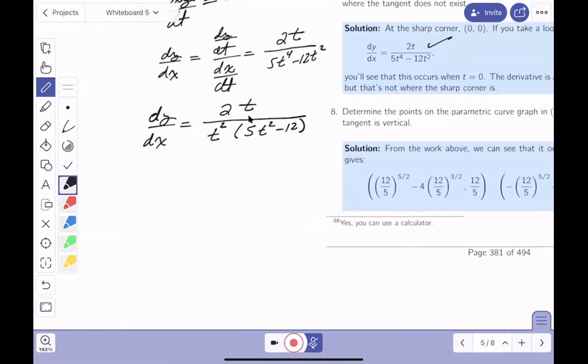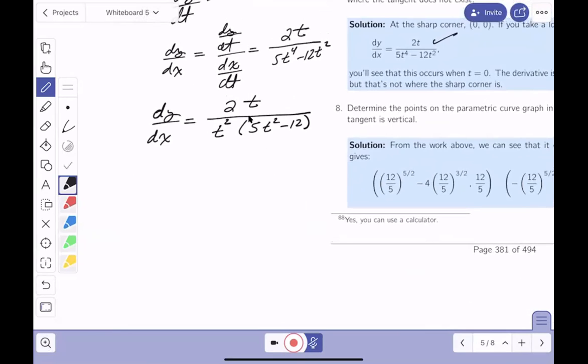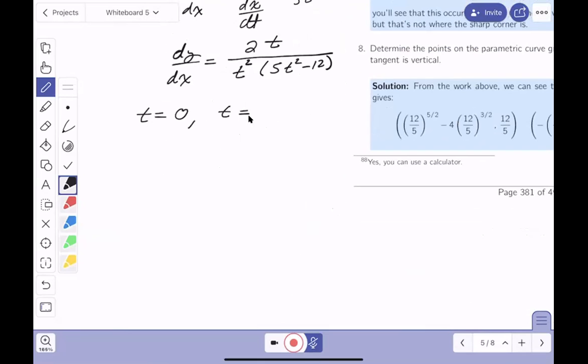Okay. We know there's 3 points along the curve. By the way, I'm going to point out where this derivative is undefined at 0. And why is that? You have a division by 0. Where else is it undefined? At t equals, now there's another place where the bottom becomes 0. It's 5t squared minus 12 equals 0. That's 5t squared equals 12. t squared is 12 fifths.